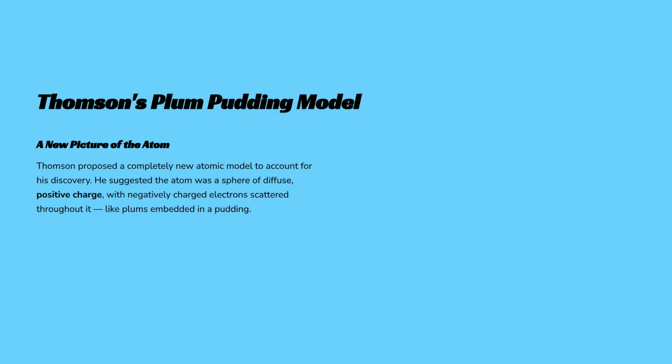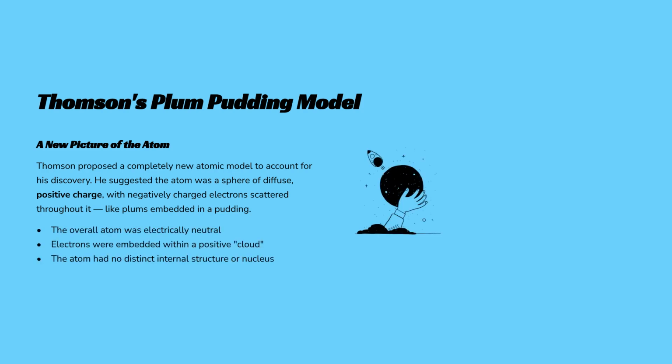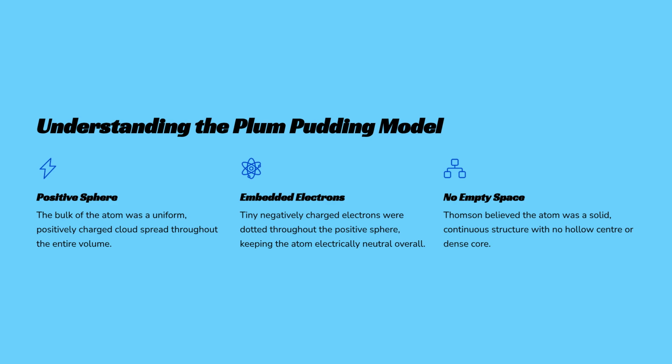Following this, Thomson proposed the plum pudding model. He visualized the atom as a sphere of diffuse positive charge with negative electrons embedded throughout, like fruit in a pudding, keeping the overall atom electrically neutral. In this model, the atom was seen as a solid, continuous structure. There was no concept of a hollow center or a dense core. The positive charge was thought to be spread uniformly across the entire volume.